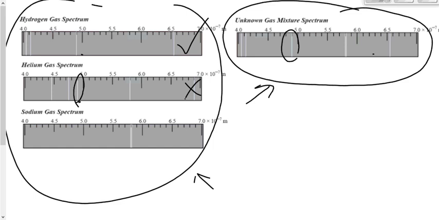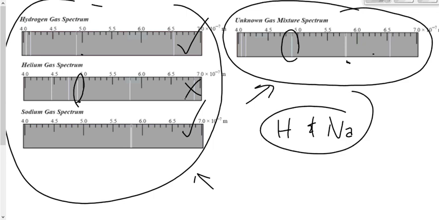What about sodium? We've got 2 lines from sodium at around 5.8. Oh, look, we do. We have that here. All of the lines from sodium are produced. So what's present in this unknown gas mixture? Hydrogen and sodium. Does that make sense? Yes.